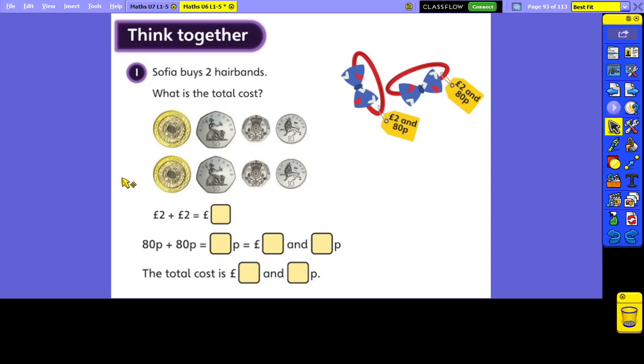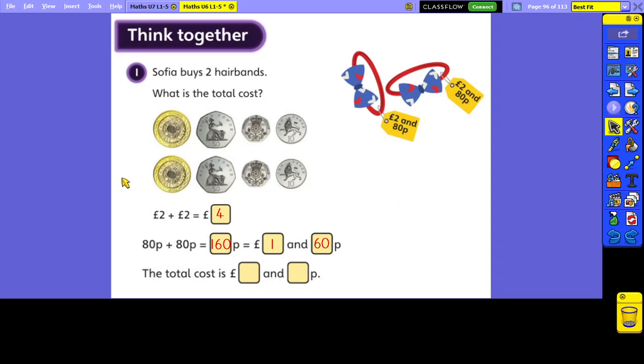And the strategy I'm going to use here is I'm going to add the big pounds together first. So £2 and £2 equals £4. 80p and 80p. Well, I know what double 8 is, which is 16. So my 80 add 80 is actually going to equal 160p, which is the same as £1.60. If I take away my group of 100, because remember there's 100 pennies in a pound, that's £1, and I'm left with 60p.